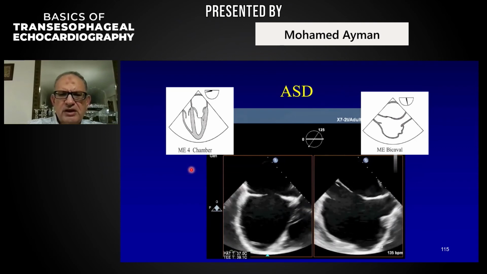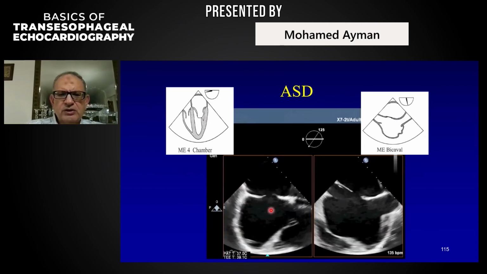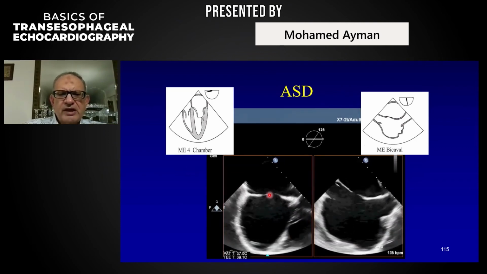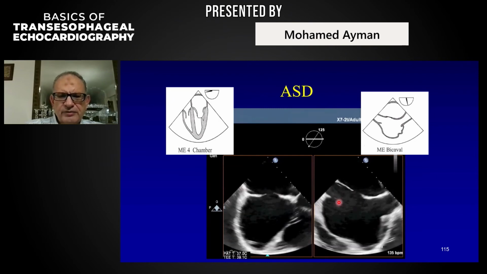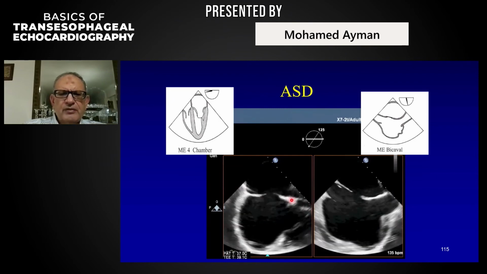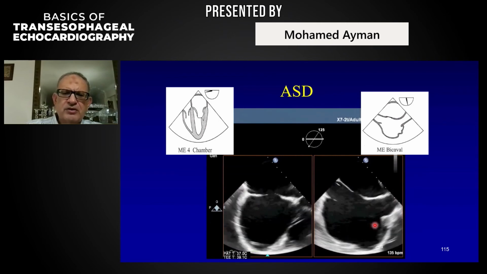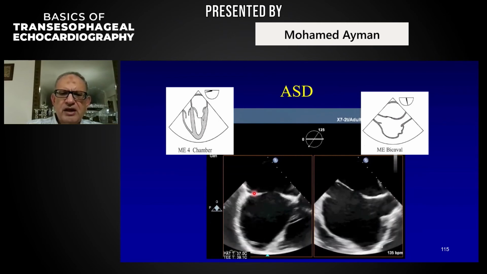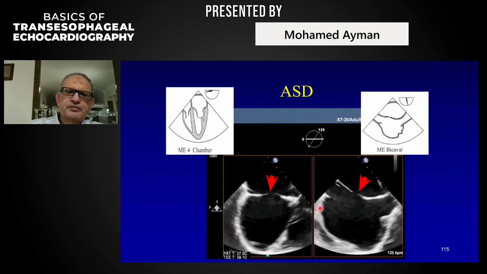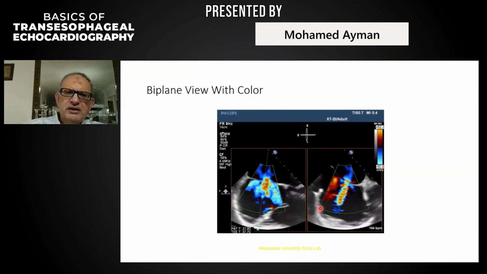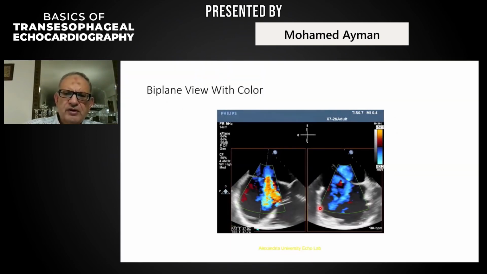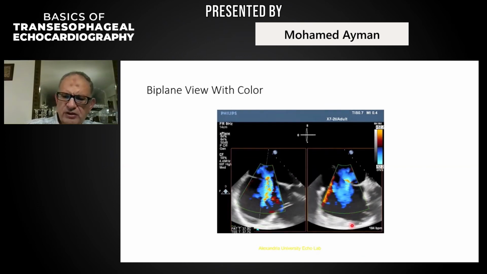Going to ASD, TEE, mid-esophageal level also. We have a defect of a secundum ASD here and here. This is at 0, this is at 90, okay? So this is a mid-esophageal four-chamber. This is a bicaval, orthogonal to it, and we have the two defects here. And this is the color of the jet. We have a left to right shunt here.